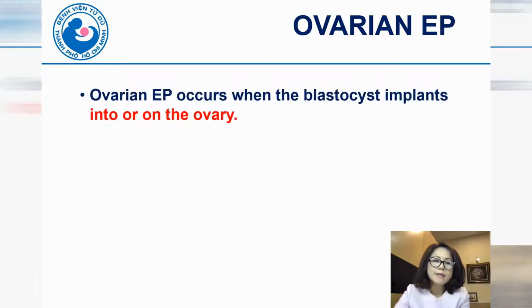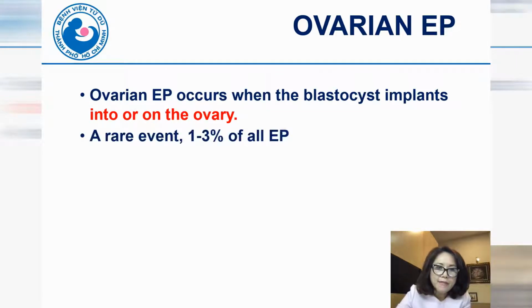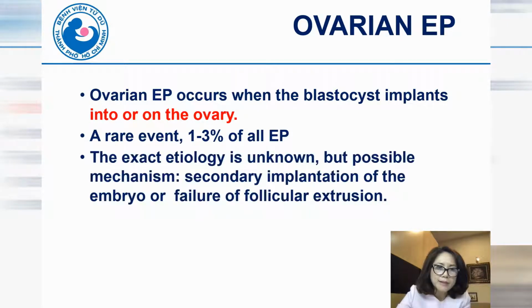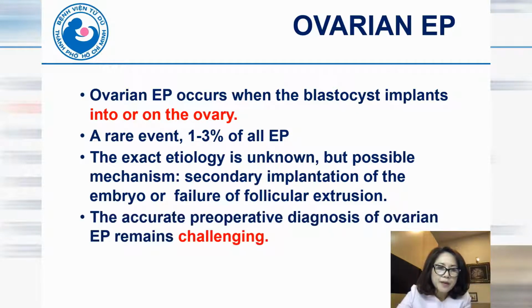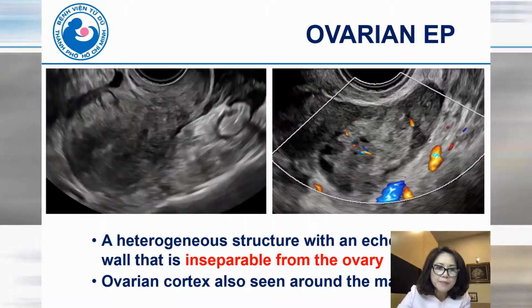Ovarian ectopic pregnancy occurs when the blastocyst implants into or on the ovary. It's a rare event, about 1 to 3% of all ectopic pregnancies. The exact etiology is unknown, but possible mechanisms are secondary implantation of the embryo or a failure of follicular extrusion. The accurate preoperative diagnosis of ovarian ectopic pregnancy remains challenging.